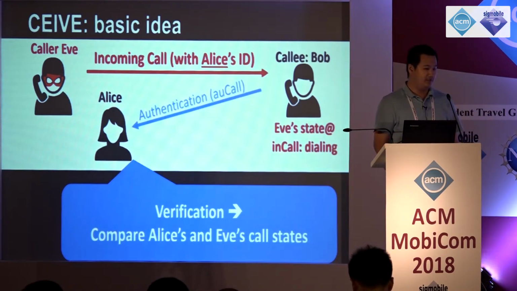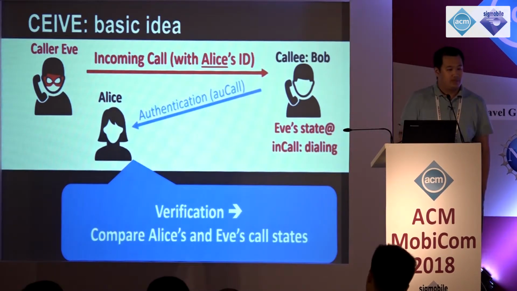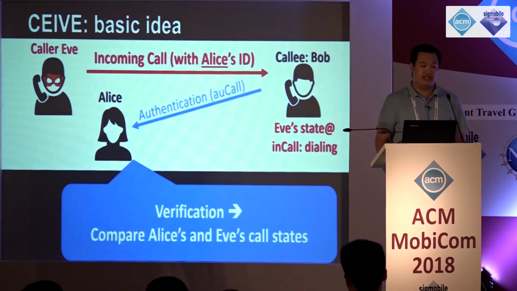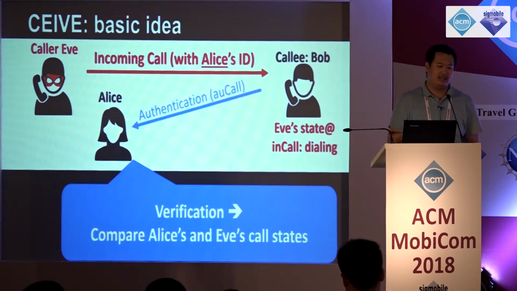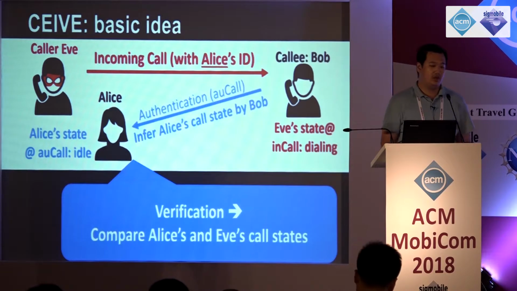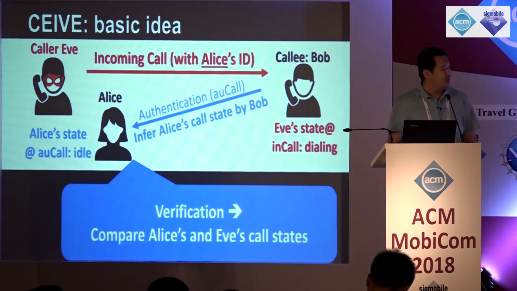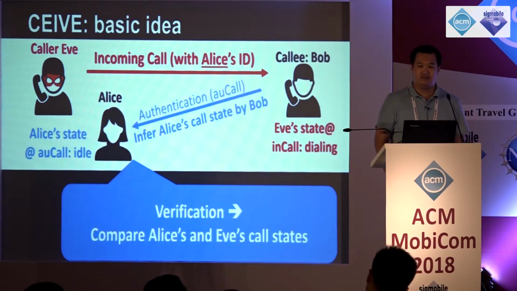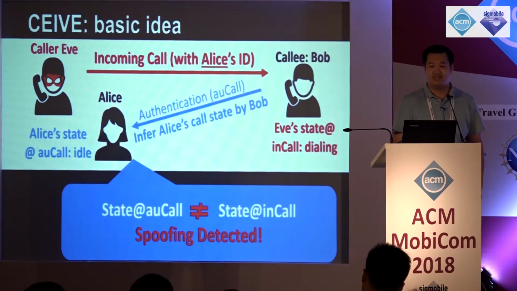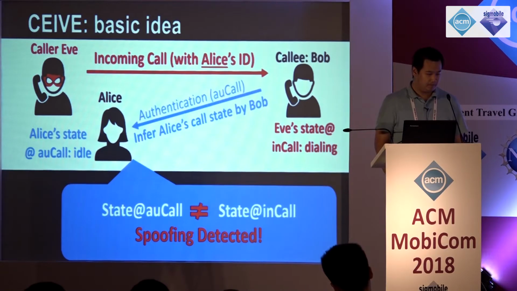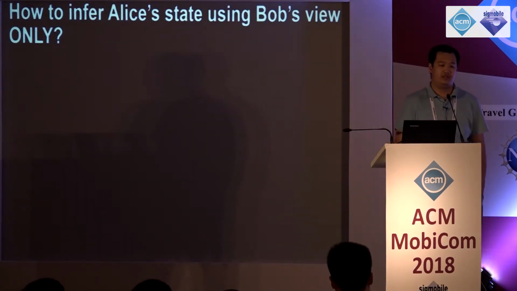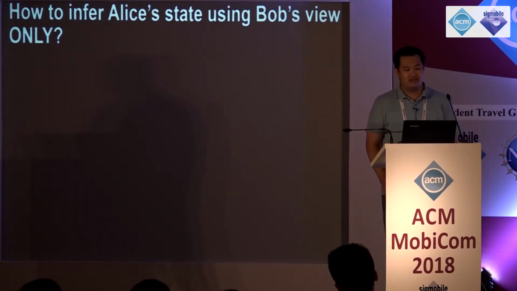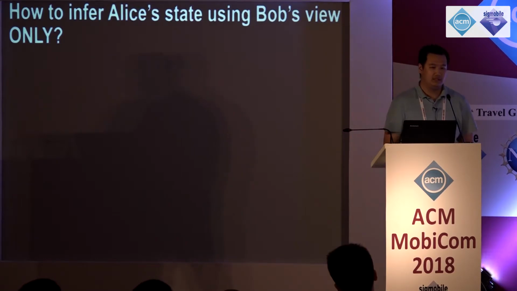So in this example, if Bob receives an incoming call and he knows that the caller is in the dialing state, and through the authentication call Bob learns that Alice is currently idle, then we can see the call states of Alice and Eve are not the same. Then spoofing is detected. So the key question here is, how can we infer Alice's state using Bob's view only?